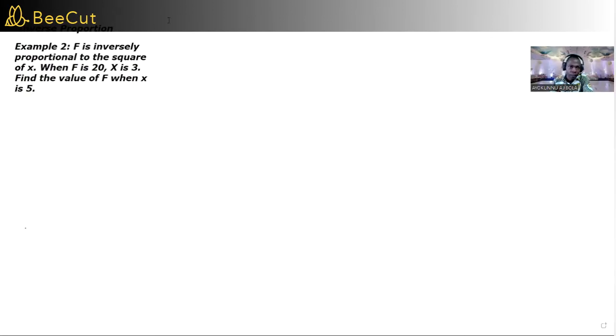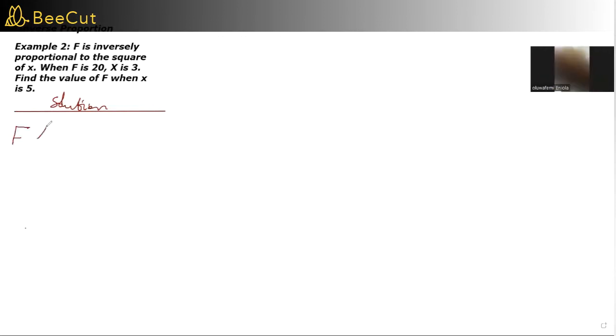So to solve this, we're going to follow the same method. Let me ask you one by one. Isaiah, what do you think should be the first thing I'm going to write for this solution? F, yes, inversely proportional to what? 1 over x. No.